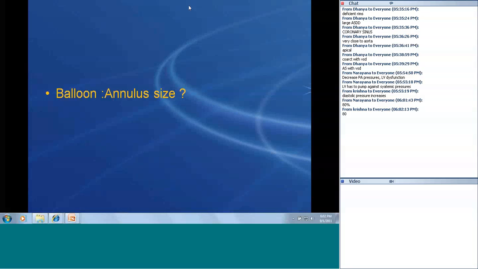Krishna, what is the ratio of the balloon to the annular size when we are deciding what size of balloon to use in a case of balloon aortic valvuloplasty? They both put 80% there. Maybe just put your scale down on the right, you'll be able to see the answers. From Narayana and Krishna, they both put 80% in there. Just the chat box handles there. Right. Okay. That was the problem.